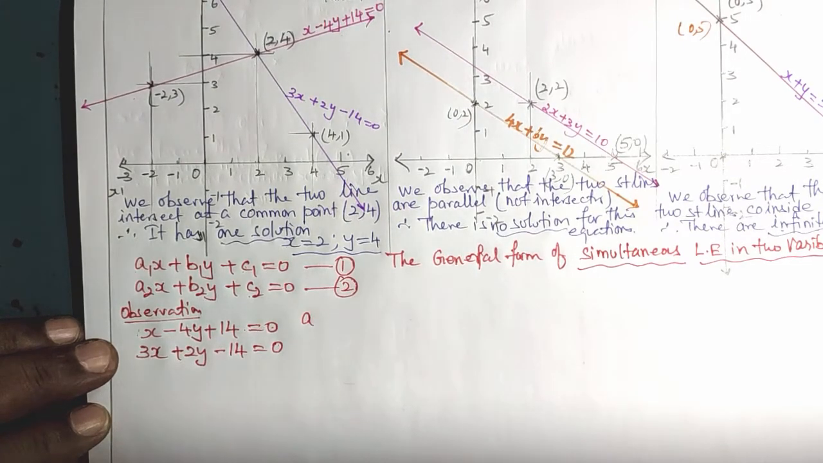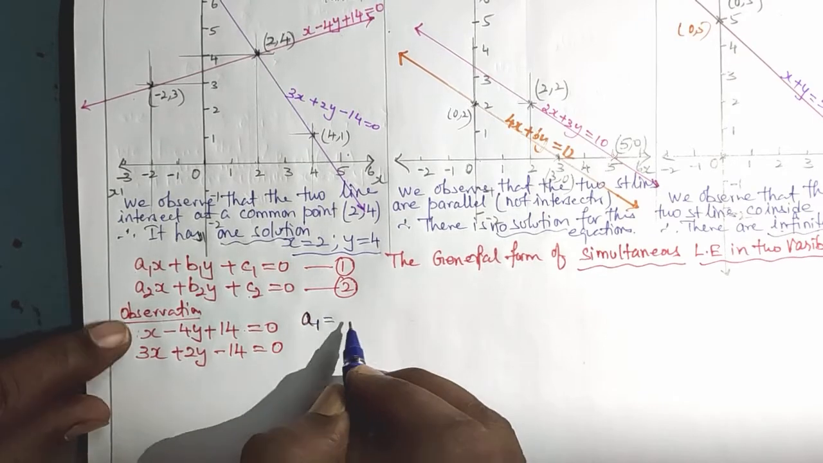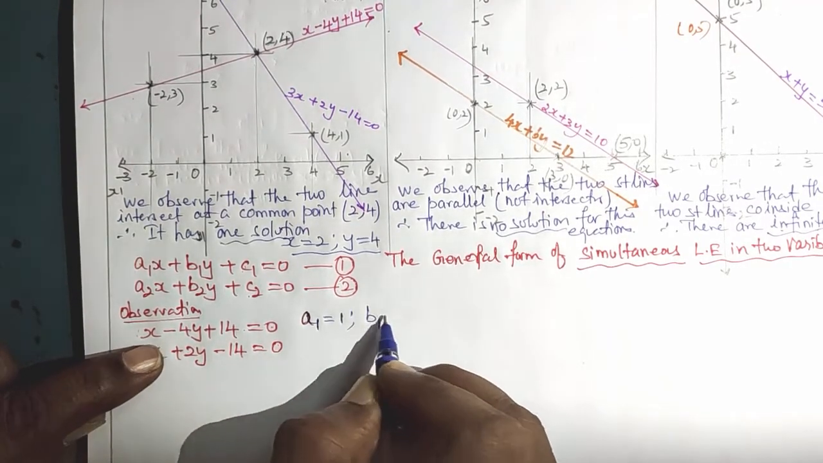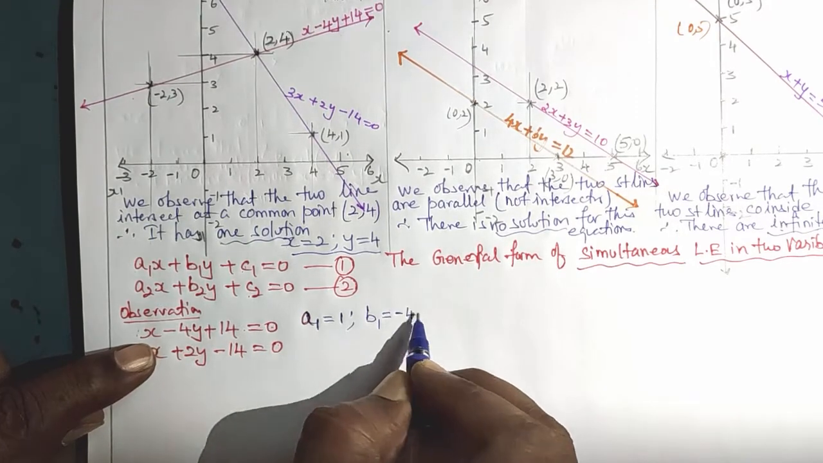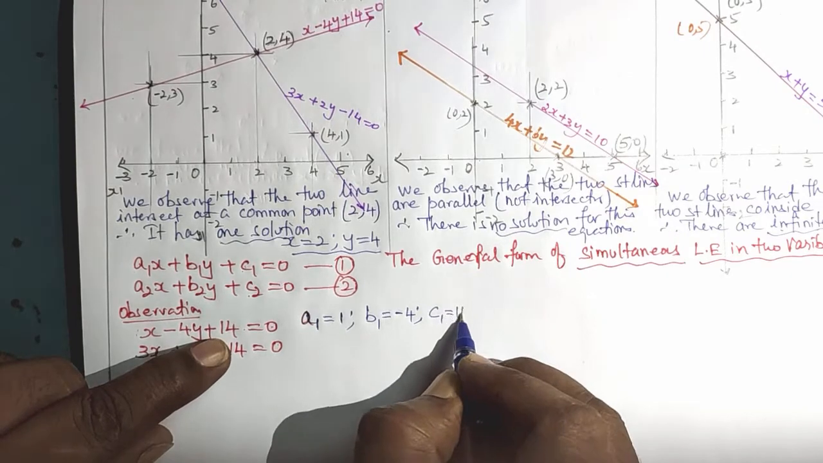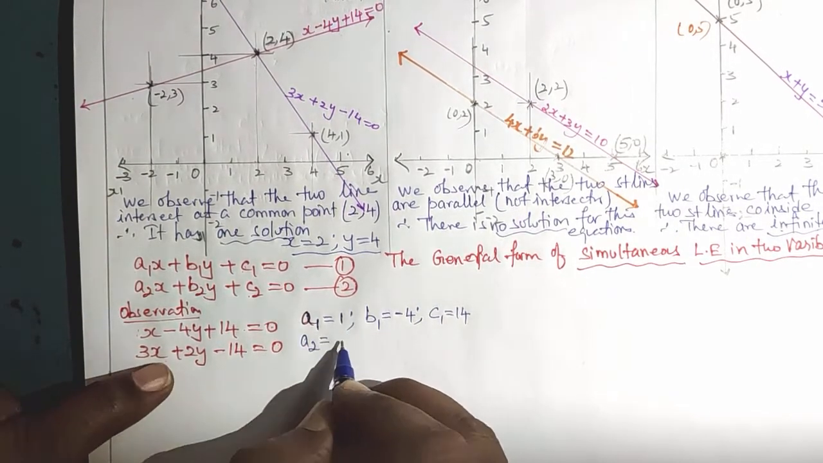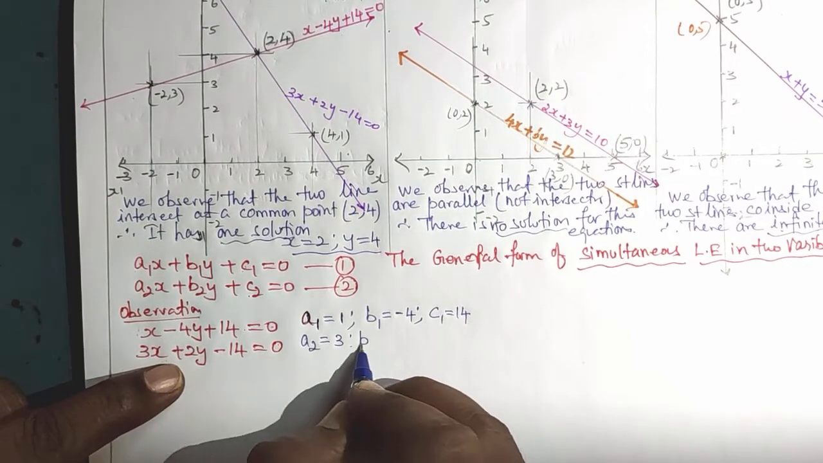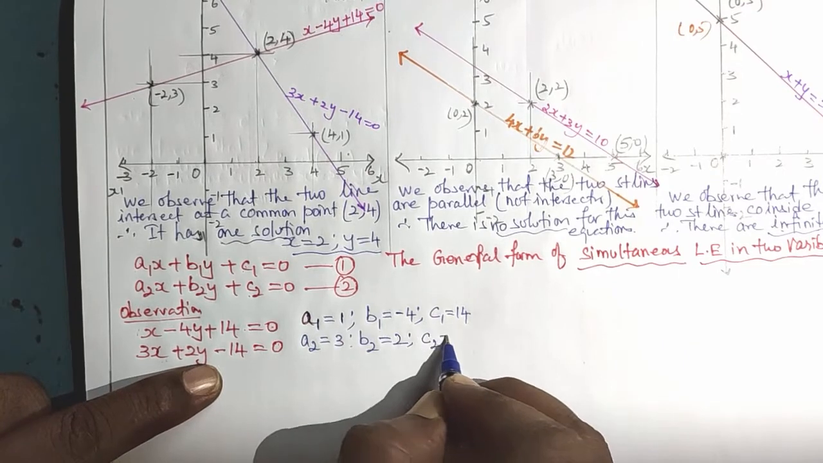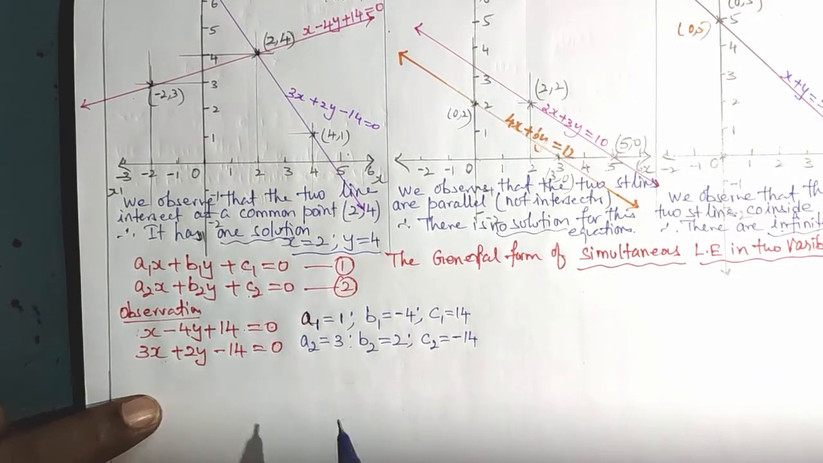So a1, I will write it in blue color. For identification only I am using two colors. a1 is equal to 1. b1 is equal to minus 4. c1 is equal to 14. For the second equation, a2 is equal to 3, b2 is equal to 2, c2 is equal to minus 14. Here it is plus 14, here it is minus 14.